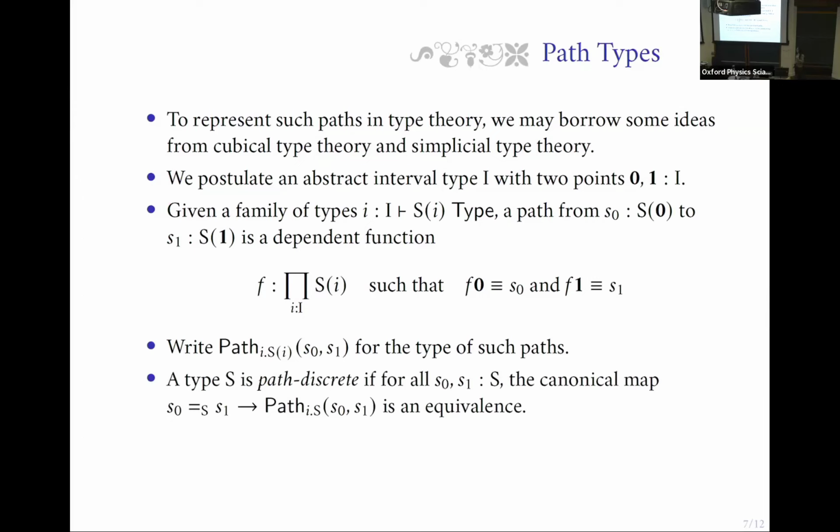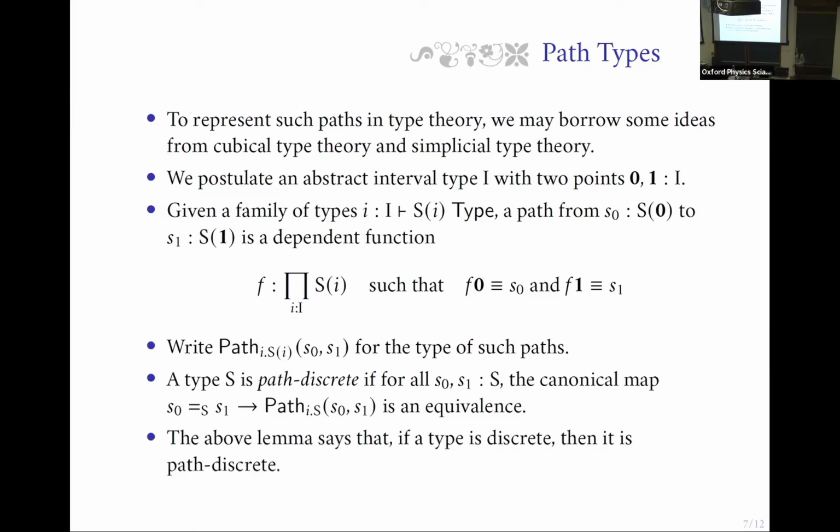And we say that a type is path discrete if for all points in that type, the canonical map that takes a proof that S0 equals S1 to a path between them is an equivalence. And the above lemma we had just says that if a type is discrete, then it's path discrete.